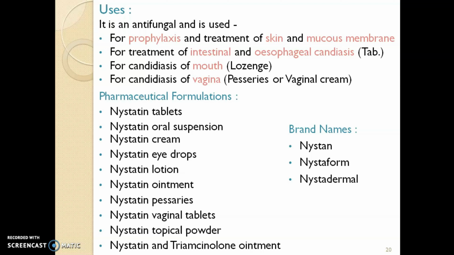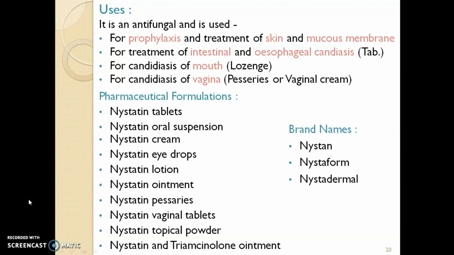This drug is mainly used as an antifungal, basically in prophylaxis of skin and mucous membrane, also in the treatment of intestinal and esophageal candidiasis. For this treatment we are using the drug in tablet form, as we know that the intestine and esophagus are internal body parts. Next use is in candidiasis of the mouth, but in the form of lozenges because the infection is in the mouth. Next use is for candidiasis of the vagina, and for vaginal infection mainly pessaries or vaginal creams are used.